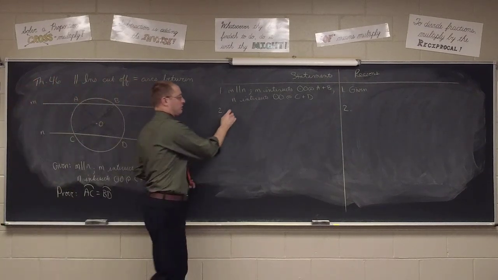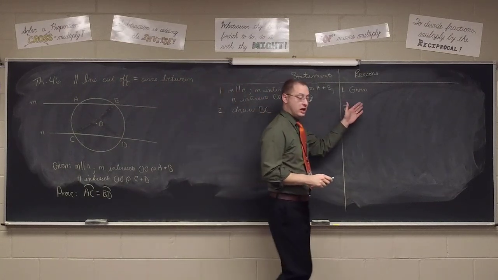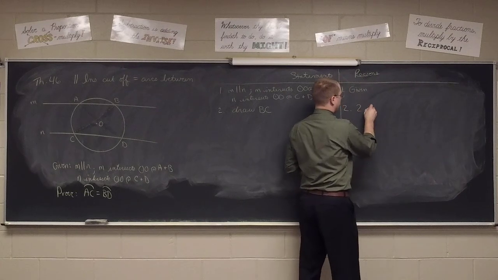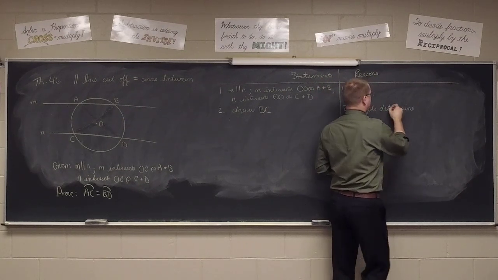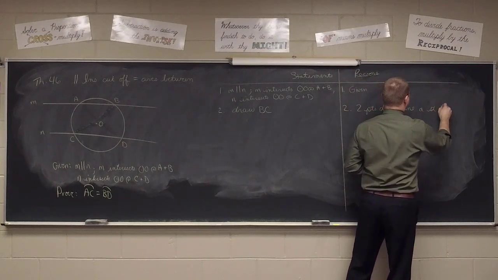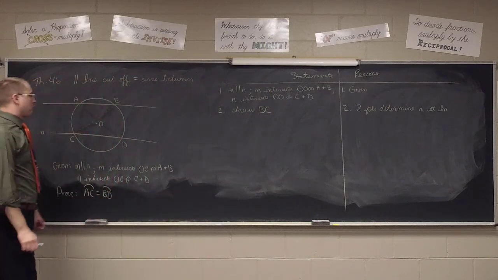So number 2, draw BC. Now, the reason, of course, class: two points in a circle? Well, you just say two points determine a straight line. Because anytime you have two points, no matter where they are, it always determines just a single straight line. So two points determine a straight line.